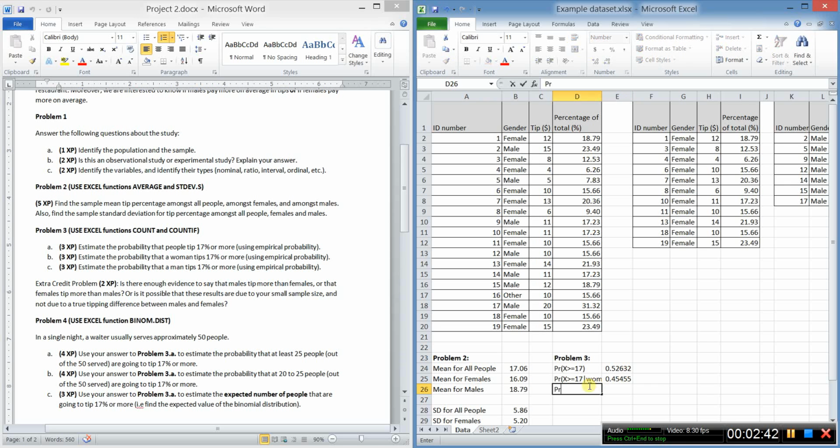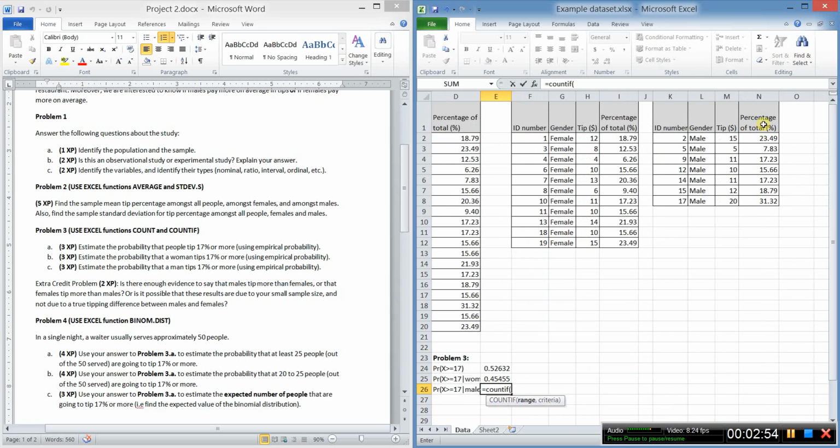Alright, and then lastly, the probability X is greater than or equal to 17, given that you are a male. Okay, so I say COUNTIF, and I go over to my males data, highlight all the male data. My criteria is greater than or equal to 17, and I divide that by the number of males that I have. So I just use the COUNT function to count those up.